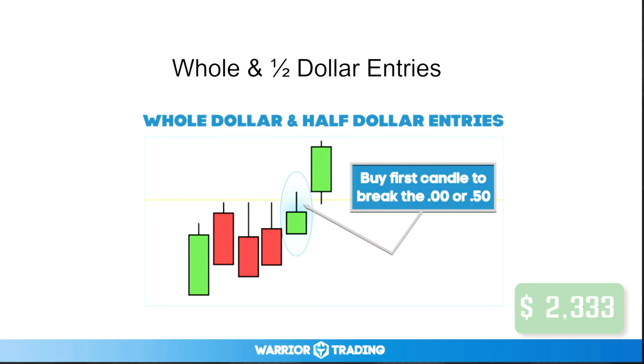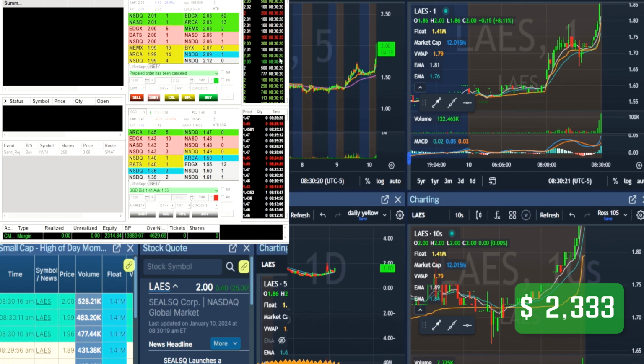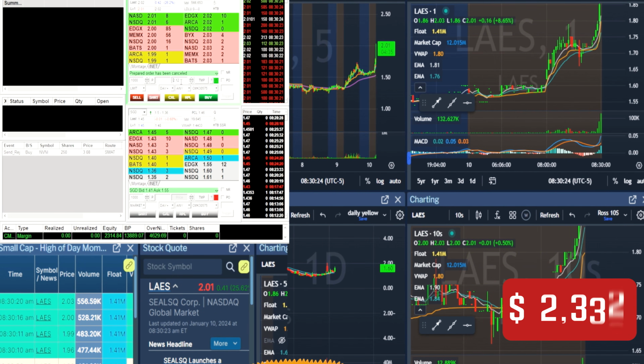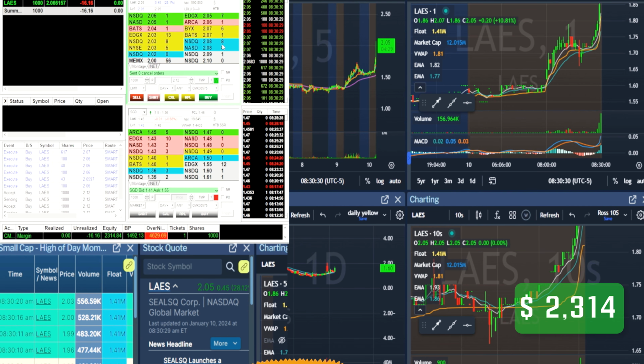So let's go ahead and actually look at my very first trade from day 10. As you may know, on day 9, I had a profit, but we've got to take off the fees and commissions from day 9. So that's going to give me a starting balance today of $2,314. I am just getting in my first trade right here at $2.06.